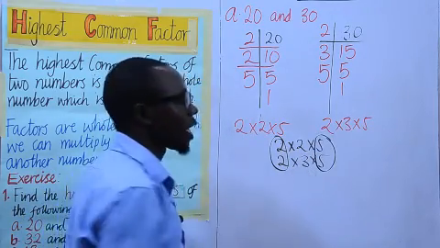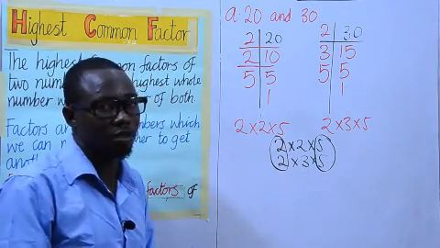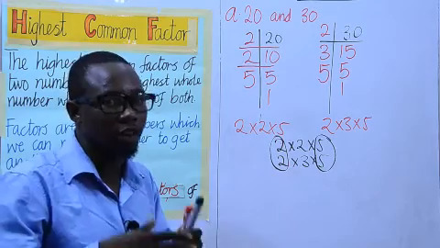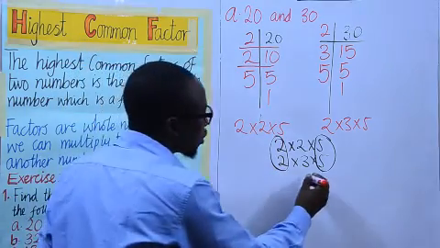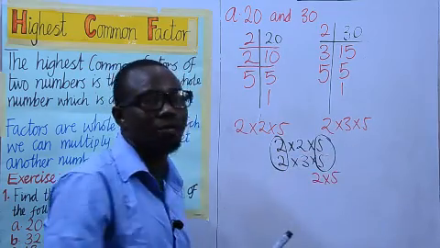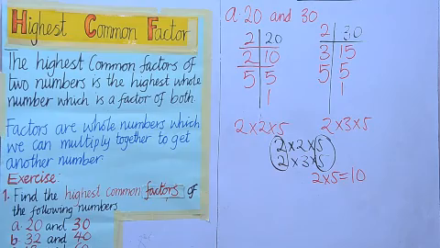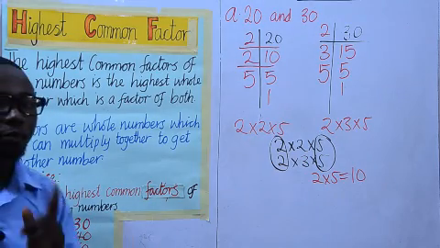5 and 5. These are the common factors, but not the highest common factor. So to get the highest common factor, all you need to do is multiply them together. You pick one of these and one of these. 2 times 5 will give us 10. And this is how to get your highest common factor. I hope you understand.